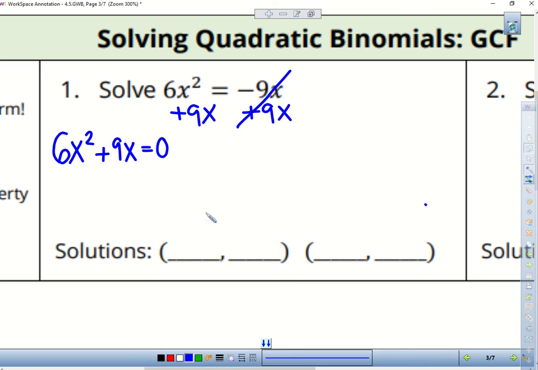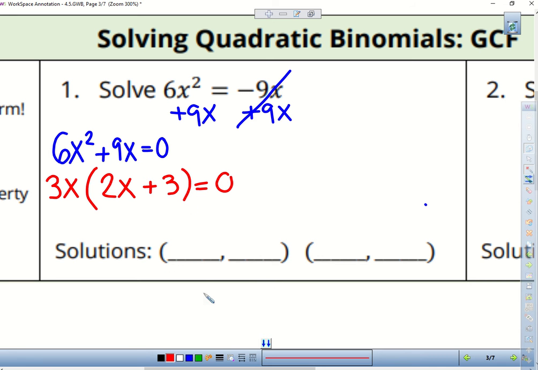Now that I have this, I'm going to look for a GCF. Any ideas? 3, and also we can take out an x. Good. So we take out a 3x, which leaves us with 2x plus 3, and that whole entire thing is equal to 0.